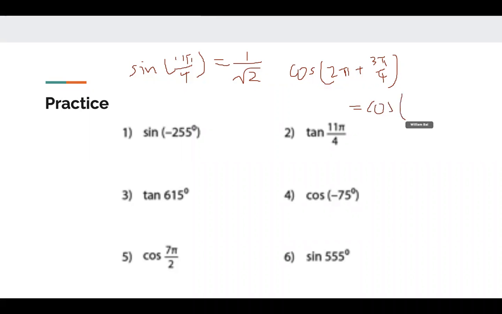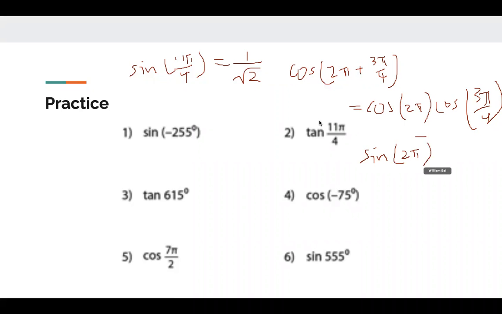So cosine of 2 pi, which by the way is 360 degrees, just a full circle. Cosine of 2 pi multiplied by the cosine of 3 pi over 4, minus sine of 2 pi times sine of 3 pi over 4. I am pretty sure I'm right. Hopefully. Okay, that's sine, not cosine. I'm very sorry. Take the time to do those calculations. In the end, cosine of 11 pi over 4 should get you negative 1 over root 2.